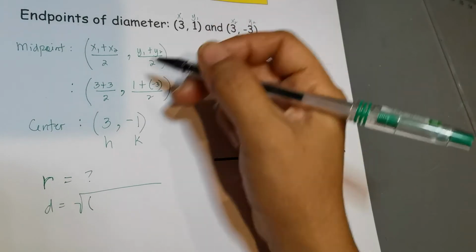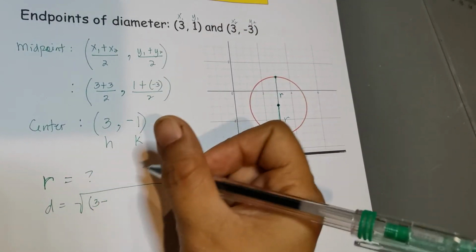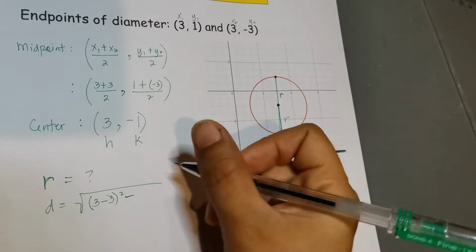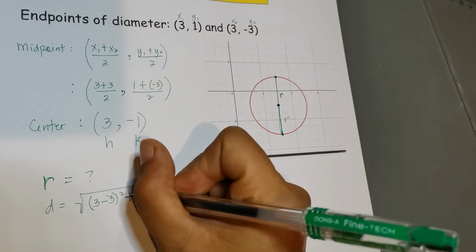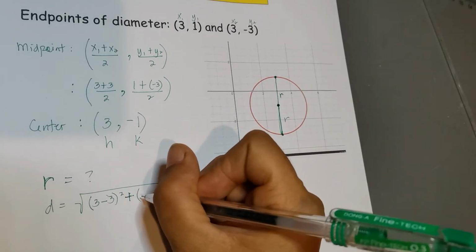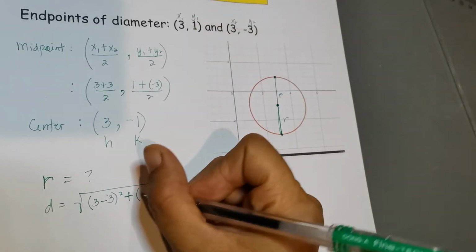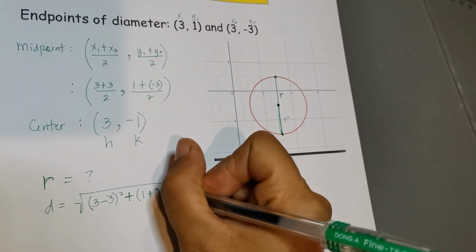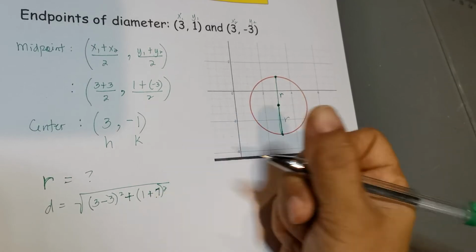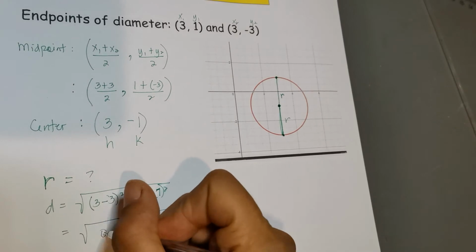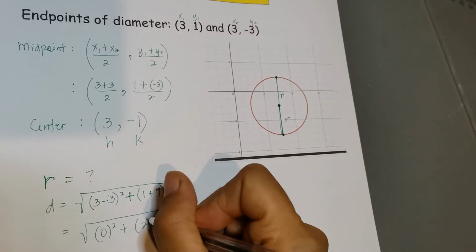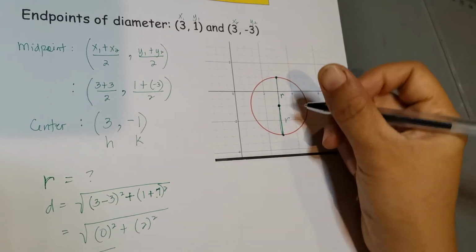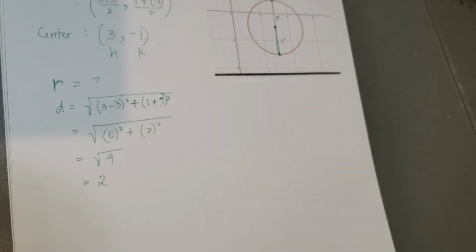So, we have our x sub 1 is 3 minus our x sub 2 is 3 quantity squared plus, is it minus or plus? Plus. Okay, and then we have y sub 1 is 1 minus negative 1, quantity squared. Okay? And so, we get 0 squared plus 2 squared. And then we have square root of 4. And that is equal also to 2. O, kita nyo na? Sabi ko sa inyo, 2 yung sagot.